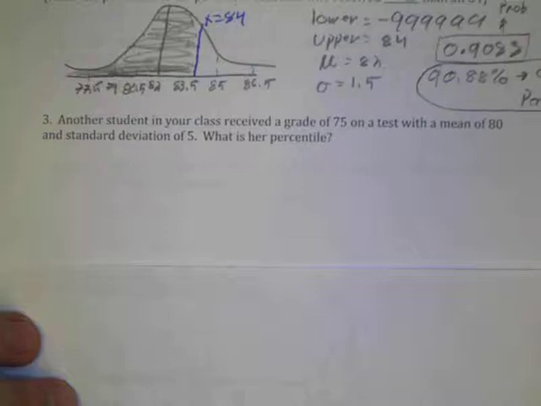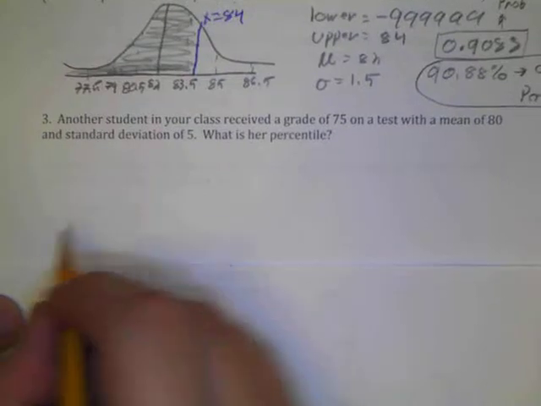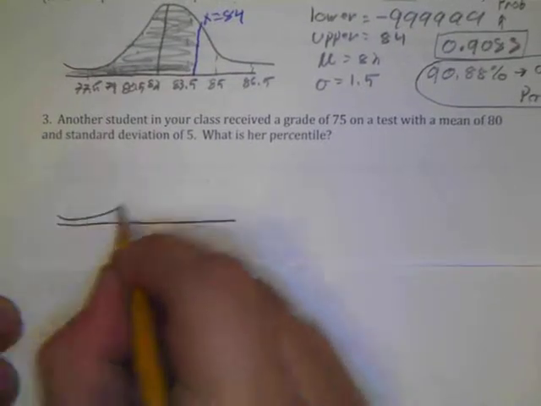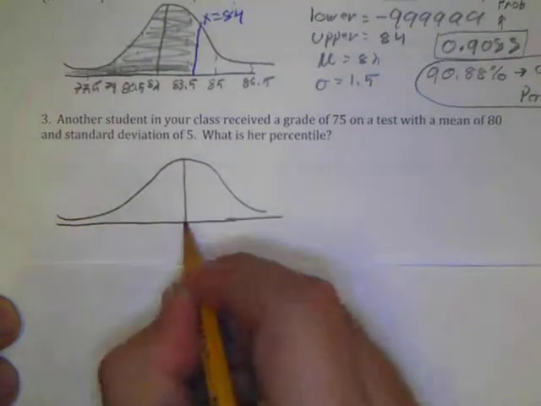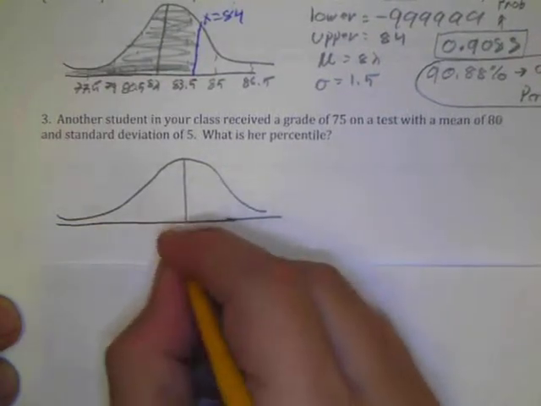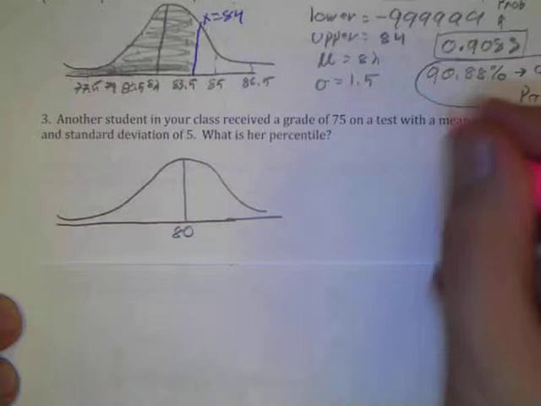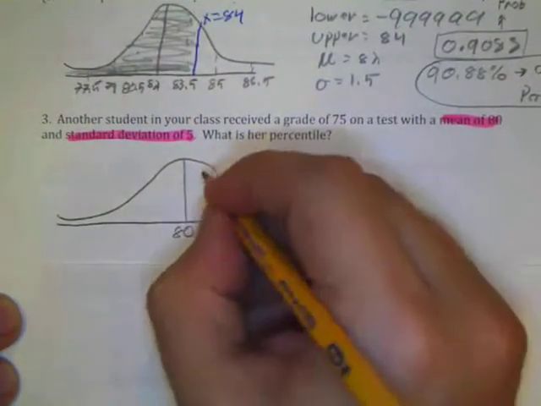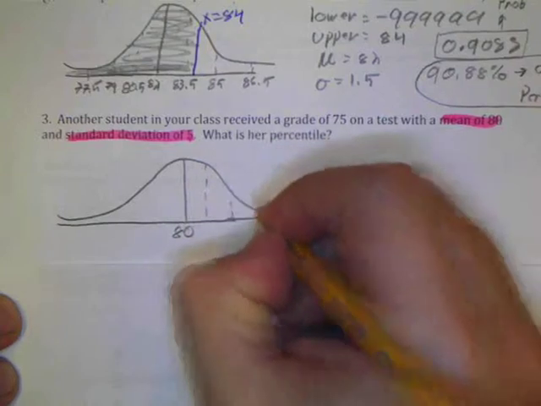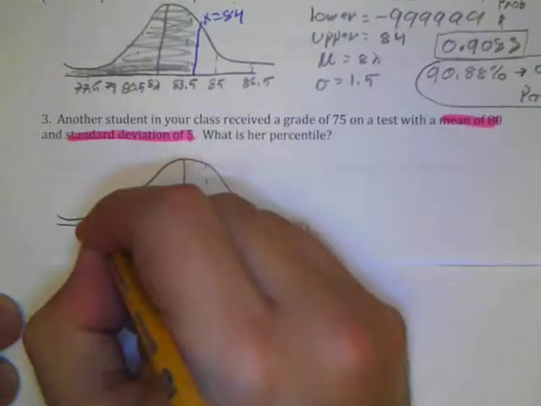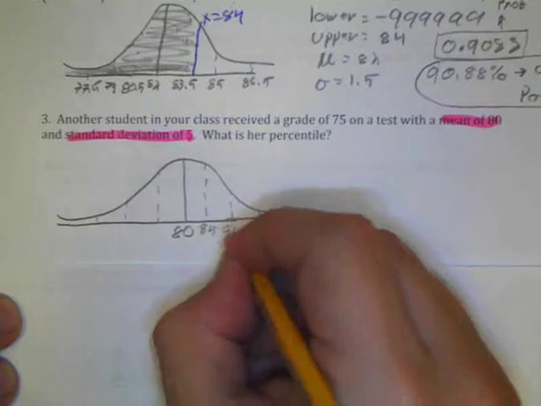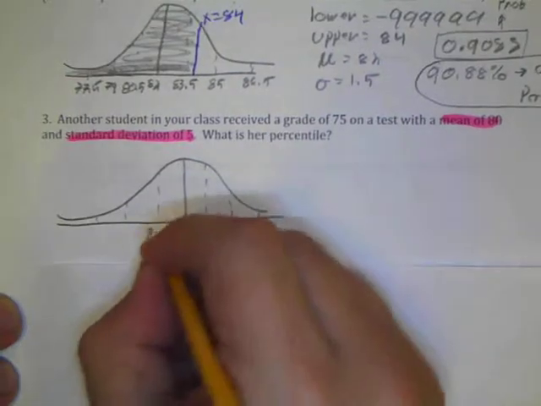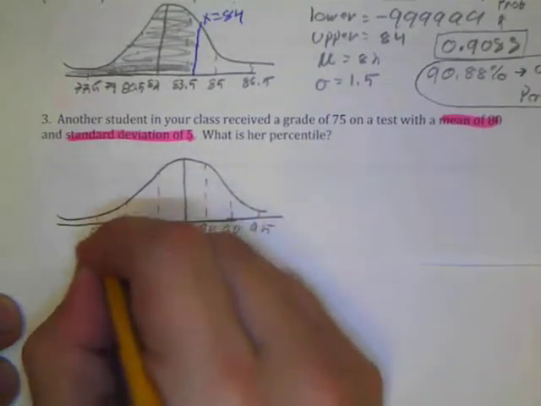Another student in your class received a 75 on a test with a mean of 80 and a standard deviation of 5. Oh, well, this one's really nice. So let's draw our curve with a mean of 80. What's my standard deviation? Well, it's 5. So I'm going to go up by 5s, down. I love counting by 5s. It's way easy for my head to do. 85, 90, 95, 75, 70, 65.